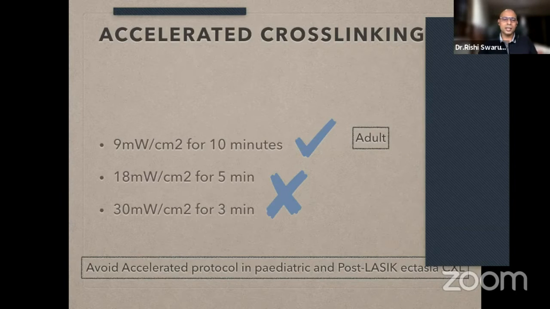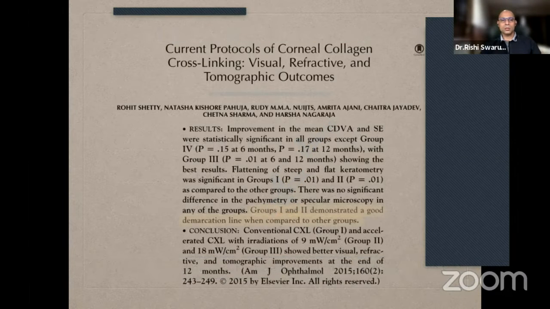And essentially, you should do this in adults only. In children, if you do accelerated cross-linking, you know that the longevity and effectiveness is lesser. So you probably want to give them a full Dresden protocol, unless there's some other indication, such as the child may not cooperate, that you need to hurry up the procedure. There have been several studies which have shown that cross-linking up to 9 milliwatt works very well, and beyond that, the effect is not very good.